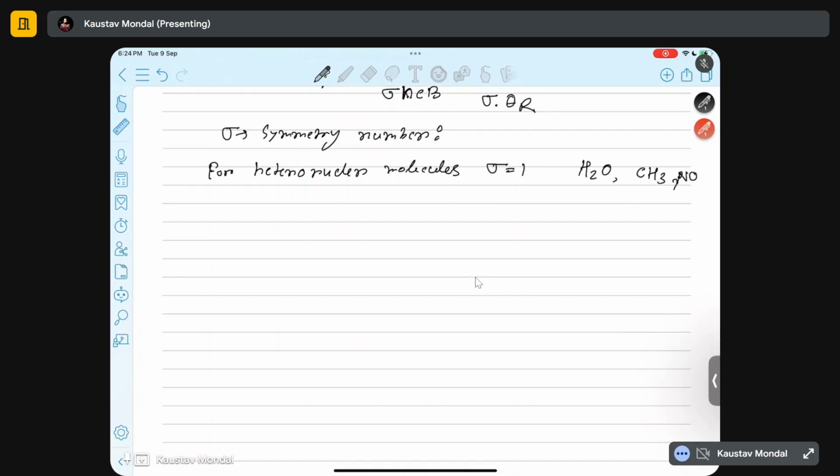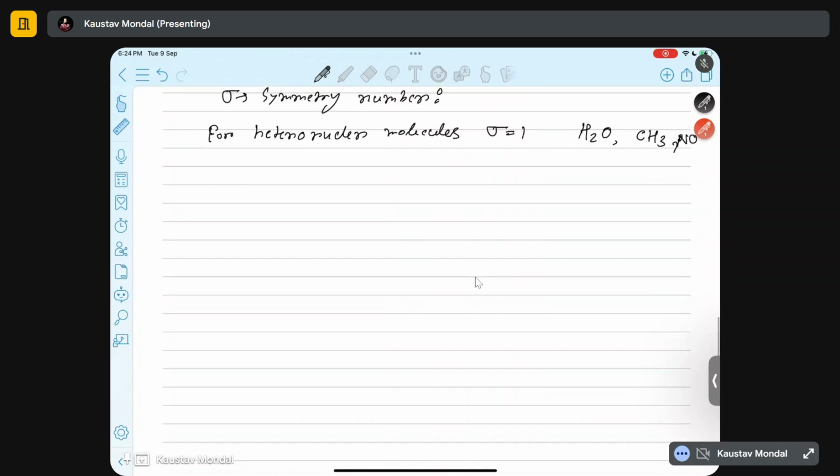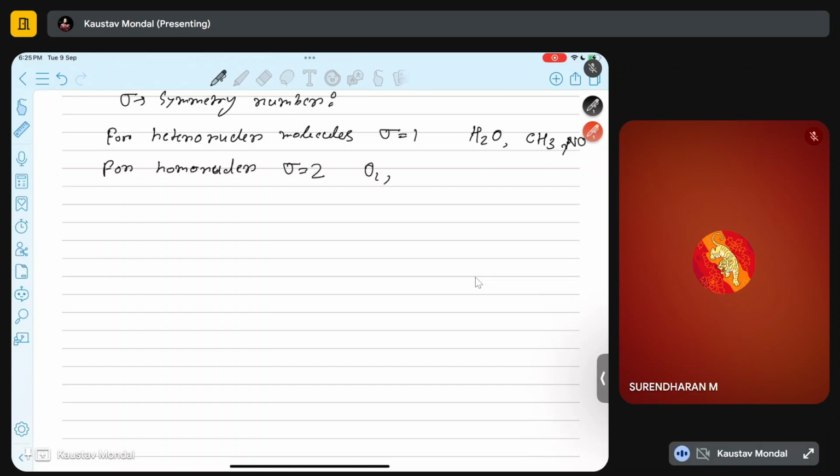The atoms inside the molecule are different species. For homonuclear, however, homonuclear means obviously the opposite, where the atoms are similar, sigma is 2, like O2, H2. The atoms are similar species. So in the homonuclear case, the symmetry number sigma is equal to 2.